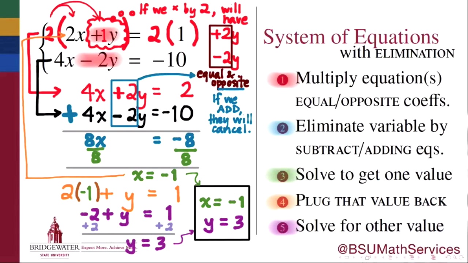In this example, we saw that if we multiplied the first equation by 2, then the y term in the first equation would become 2y. The y term in the second equation was negative 2y. And so when the equations were added together, the y terms would cancel out altogether. Doing so gives us an equation with only x in it, which we may solve to find a specific value for x, and then plug that specific value back into an original equation.